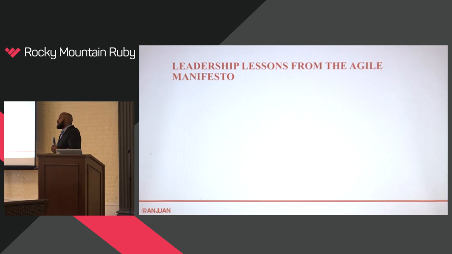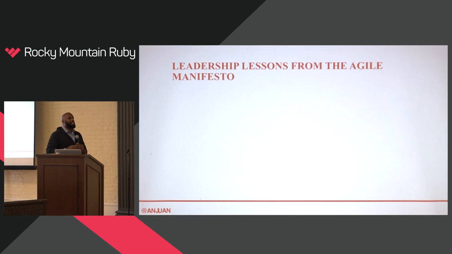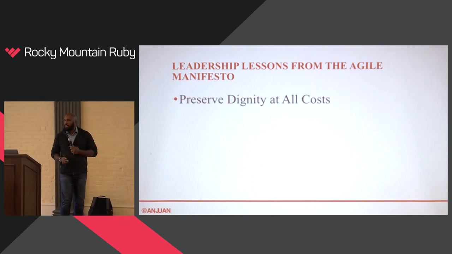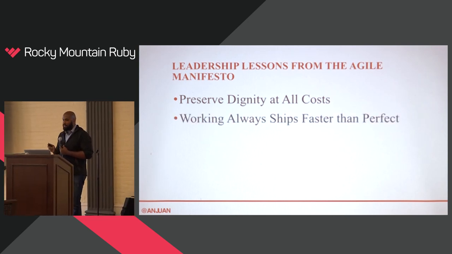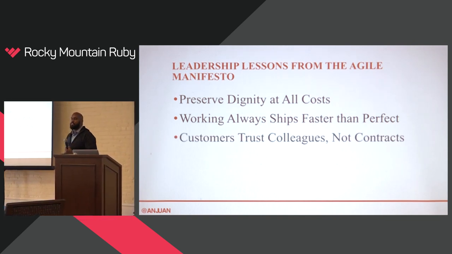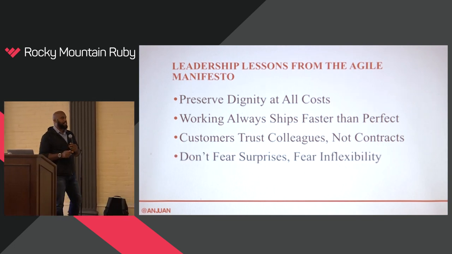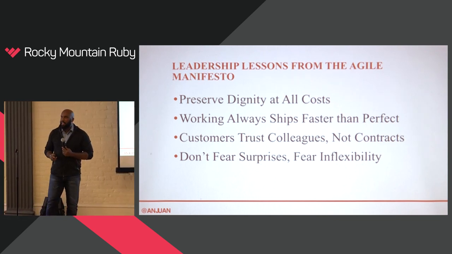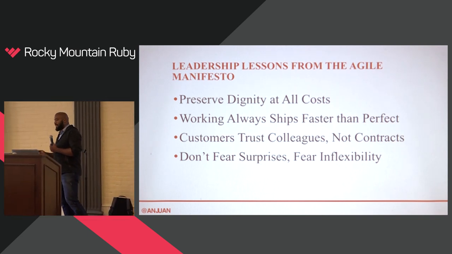So these are the four leadership lessons from the Agile Manifesto that I want you guys to take away. And I think that you'll see trust running through all of them. Preserve dignity at all costs. That's people trust. Working always ships faster than perfect. That's product trust. Customers trust colleagues, not contracts. That's customer trust. Don't fear surprises, fear inflexibility. That's schedule trust. And so by operating in these lessons, you're going to build several layers of trust, not only in you, but in your team.